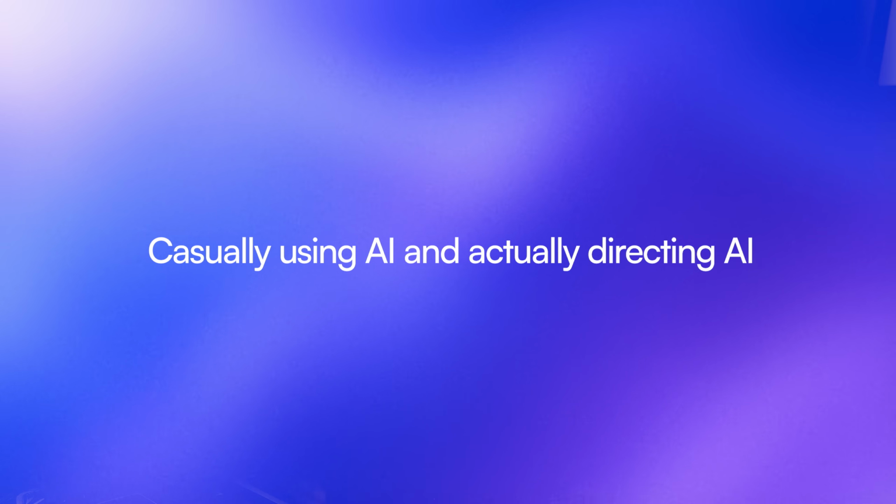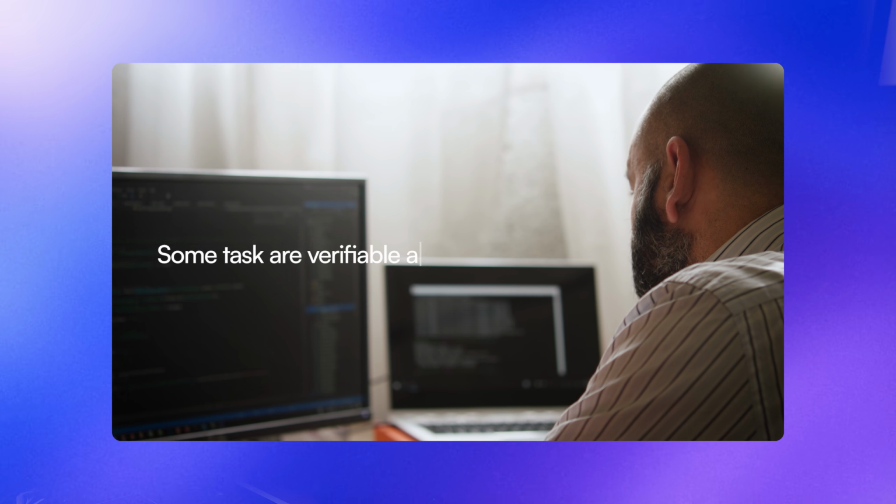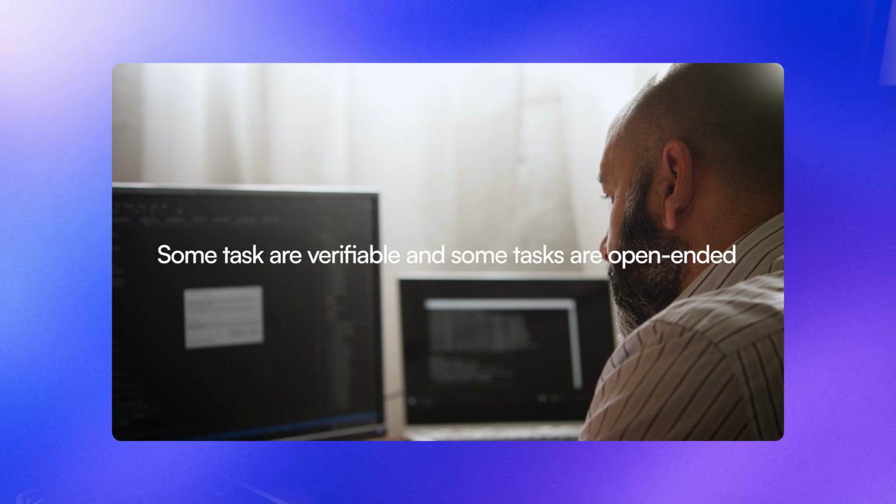This is the difference between casually using AI and actually directing AI. I am not just asking Codex to guess what I want. I'm giving it the same clarity I would give to a developer. And while doing this, I learned one important thing. Some tasks are verifiable and some tasks are open-ended. Rename is verifiable, meaning if I click rename 1, the layers should become hook text 01, hook text 02, and so on. That either works or it does not.